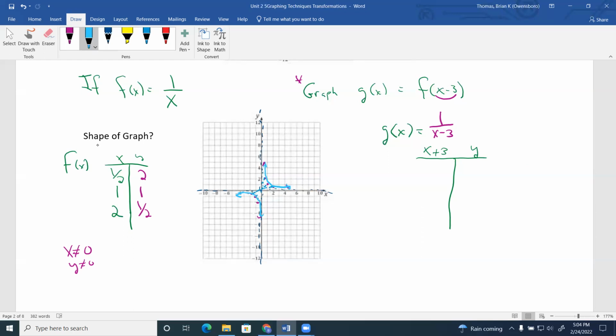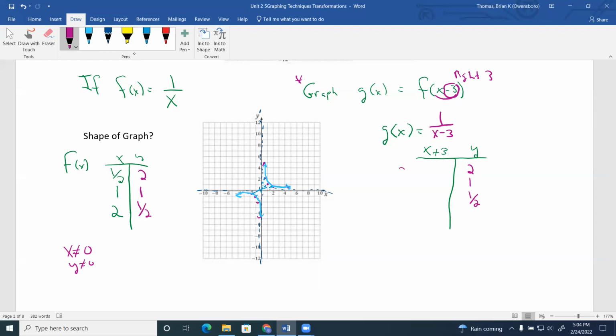But now we have this f of x minus 3. Notice this -3 is inside the function. So that -3 actually tells me to go backwards, which means instead of going left 3, I actually have to go right 3. So that means I have to actually add 3 to the x values. My y values all stay the same. So this 2, this 1, and this 1/2 all stay the same.